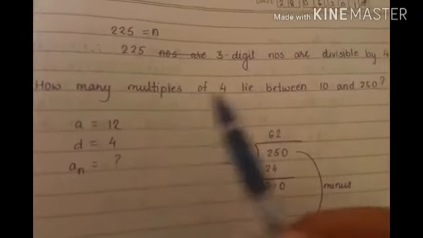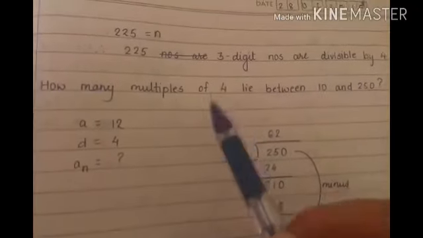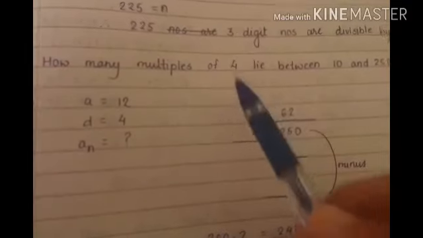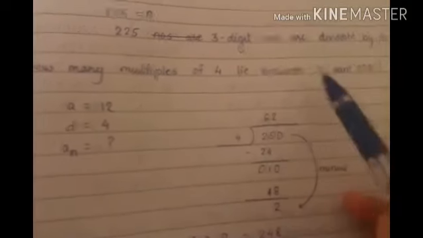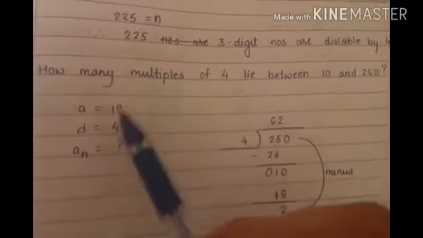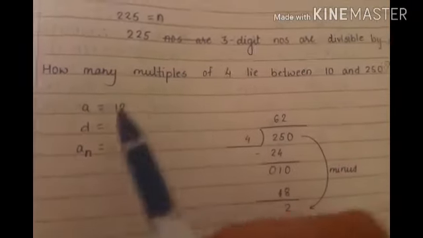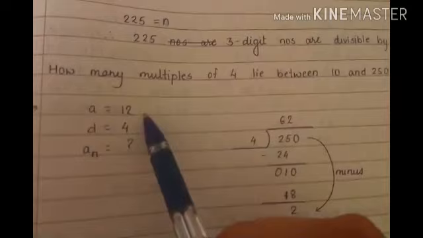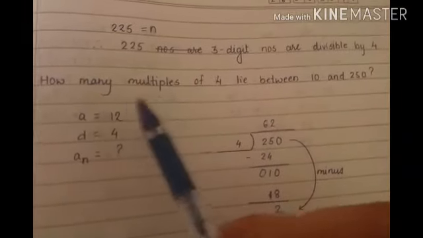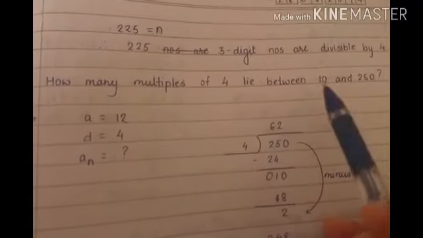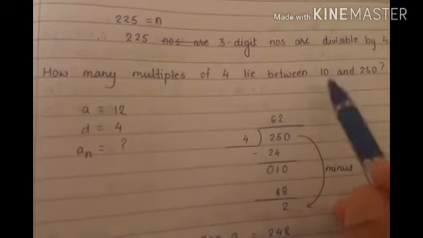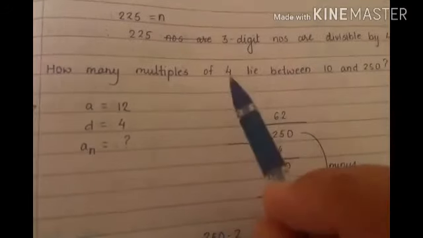So 12 is the first multiple of 4. Otherwise, the first multiple of 4, a positive integer, is 4, since 4 into 1 is 4. But here we are given the numbers between 10 and 250, so 12 is the first multiple of 4. So a is equal to 12 and d is equal to 4. We are asked how many multiples of 4 lie between 10 and 250, so how many terms there are.